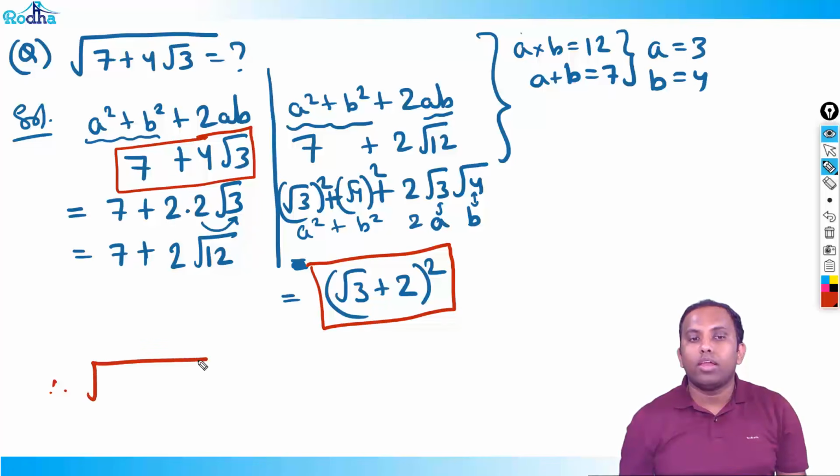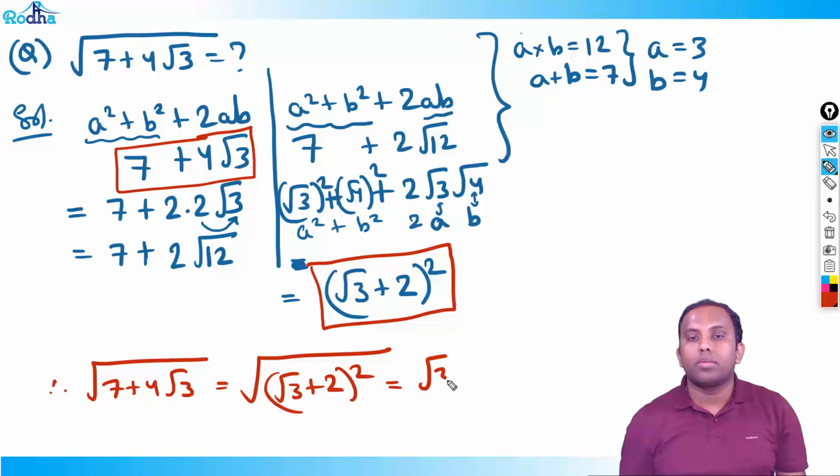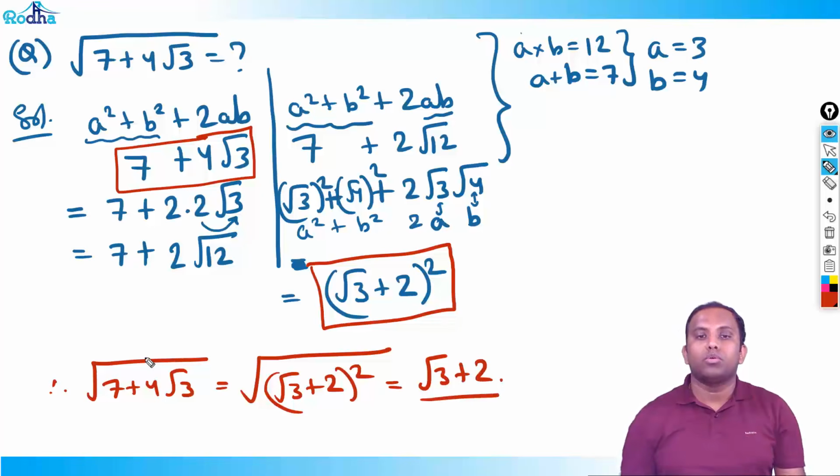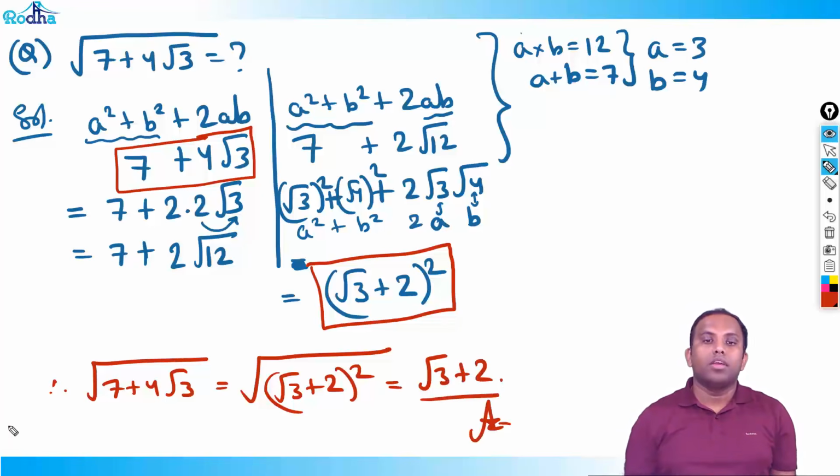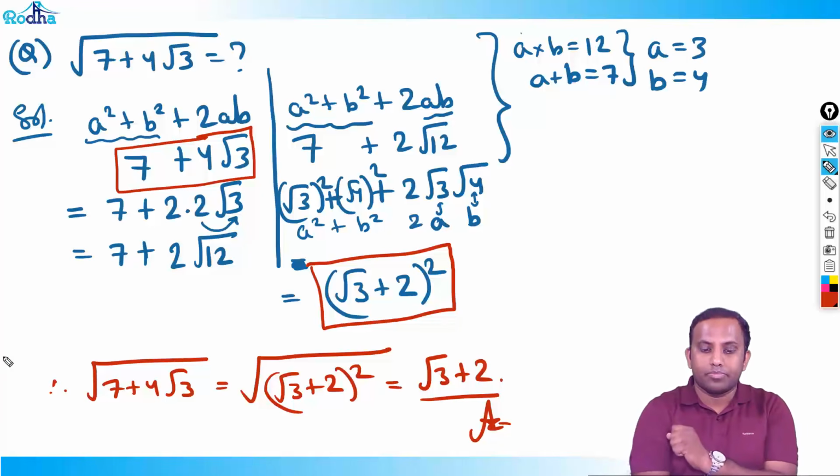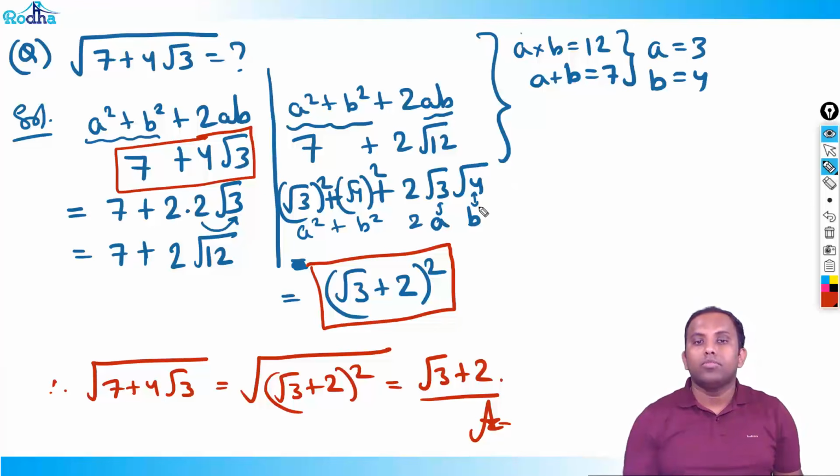Therefore, the square root of 7 plus 4 root 3 is equal to the square root of root 3 plus 2 whole square. That is root 3 plus 2. That's the answer. The answer is root 3 plus 2. Okay, so I hope it is clear. 2 plus root 3 or root 3 plus 2. Fine. Now move to the next question.